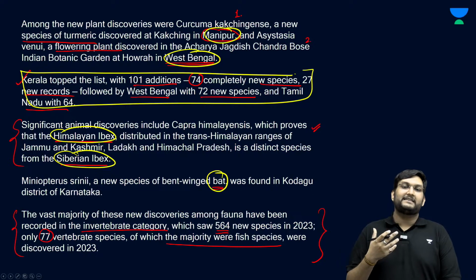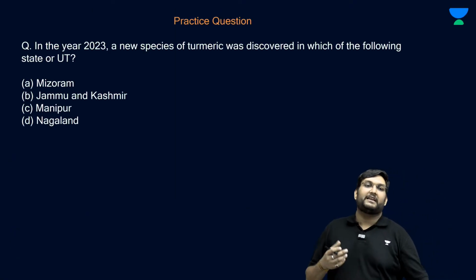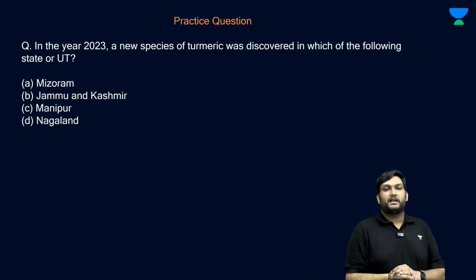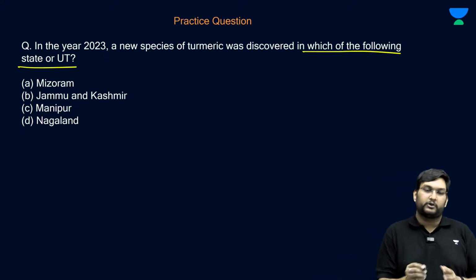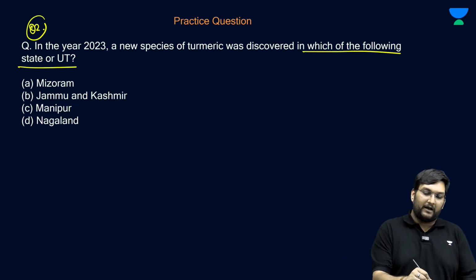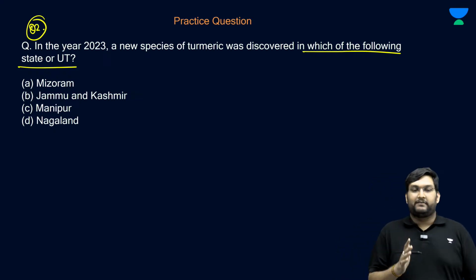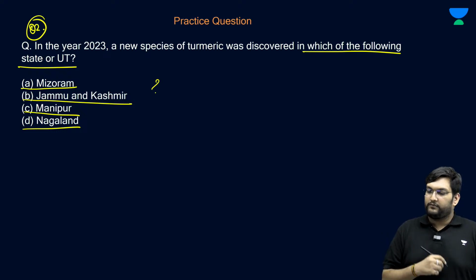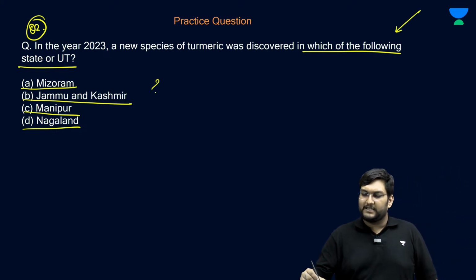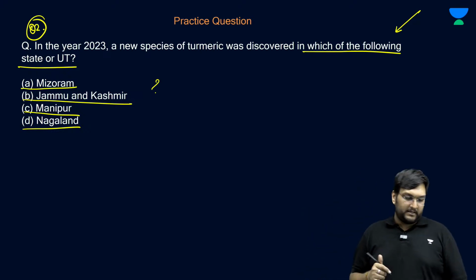Now the question is, how will UPSC ask you a question? This is the type of question which they can ask you. In the year 2023, a new species of turmeric was discovered in which of the following state or UT? You will give the answer to this question, a very easy one, in the chat box. Again, I want everybody's answer in that. A very important practice and habit we've discussed and developed. Mizoram, Jammu and Kashmir, Manipur or Nagaland. This is a very realistic question, has come in the examination previously in a different form, but is very standard when it comes to UPSC.